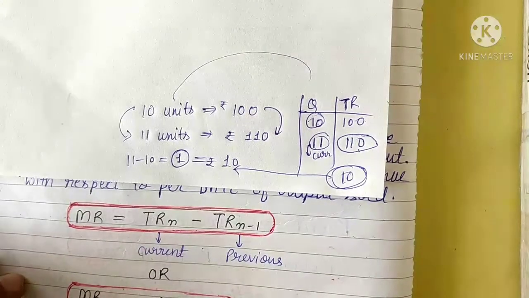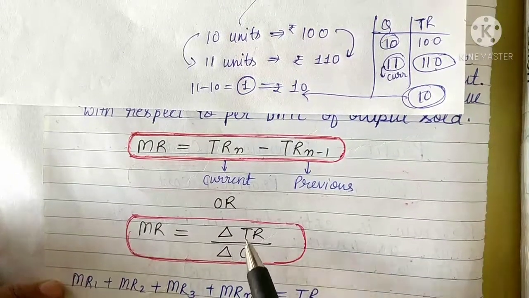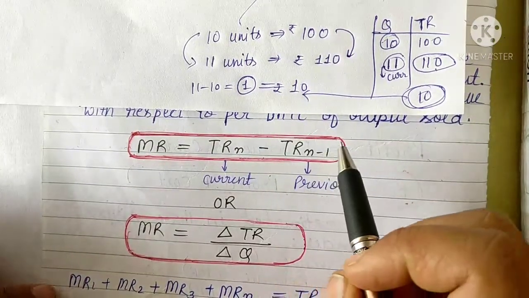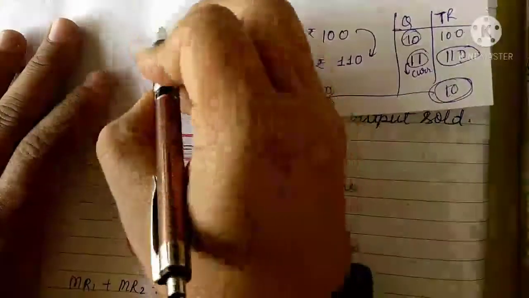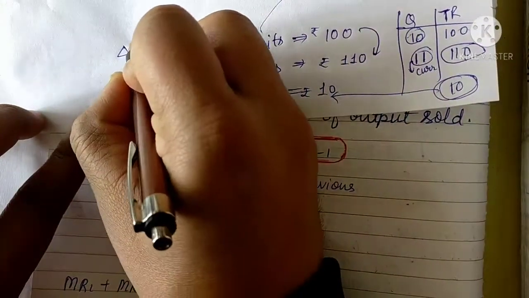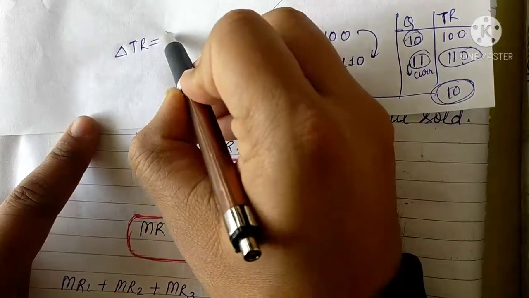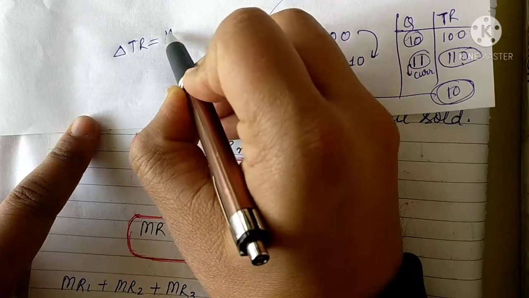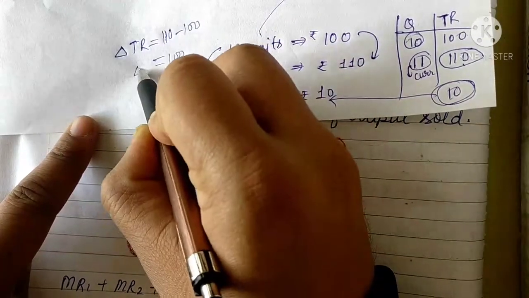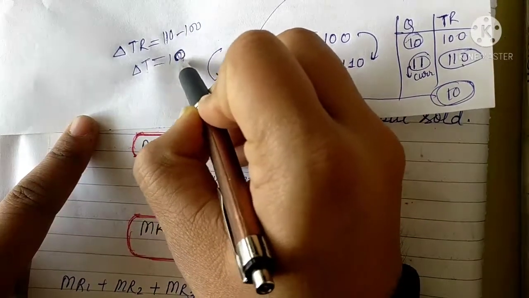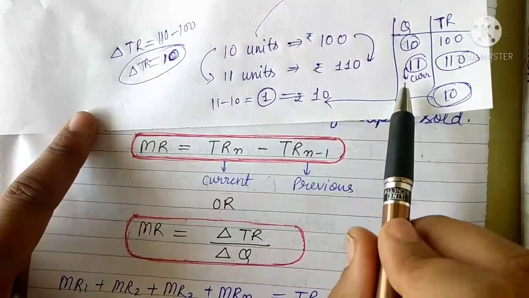Now one more formula is there. What is that? Change in TR upon change in Q. How much change is coming in TR divided by change in Q? As you can see, from 100 it becomes 110. That is, we can say change in TR. Change in TR means how much change came? From 100 it becomes 110, no? So 110 minus 100, the change came how much? 10 rupees. How much change came in TR? 10 rupees. And how much change came in quantity?